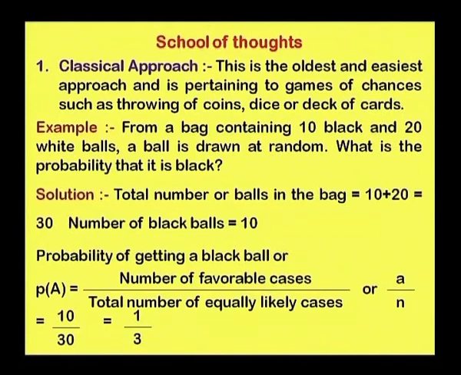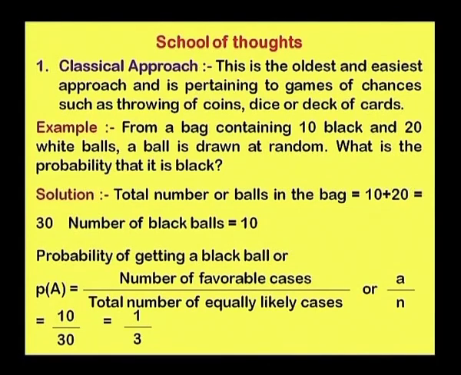Now, in this case, we can calculate the probability of happening and the probability of not happening of a particular event. This can be understood with the help of this example. From a bag containing 10 black and 20 white balls, a ball is drawn at random. What is the probability that it is black? The total number of balls in the bag is 20 plus 10, that comes to 30, and the number of black balls is 10.